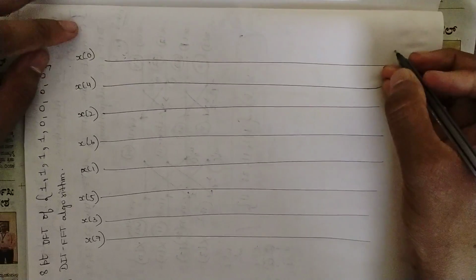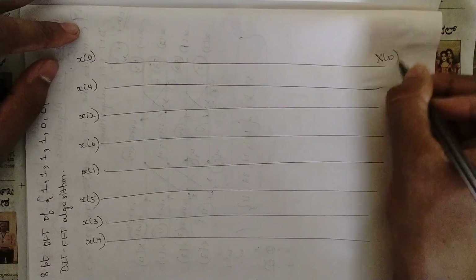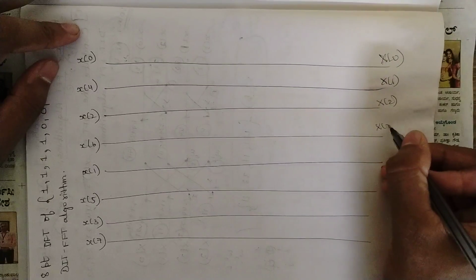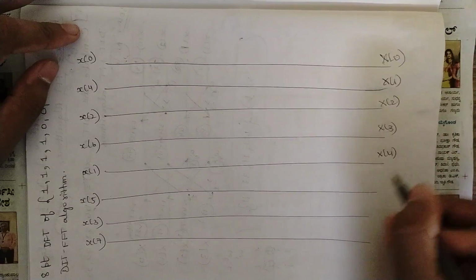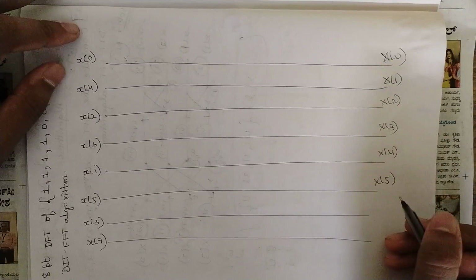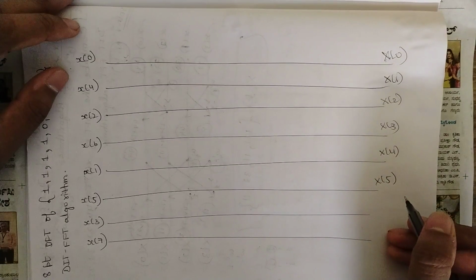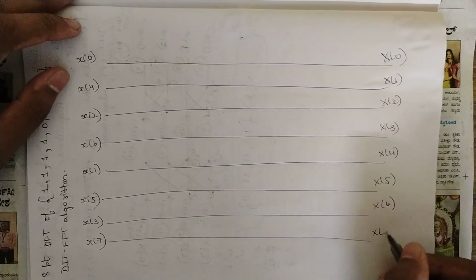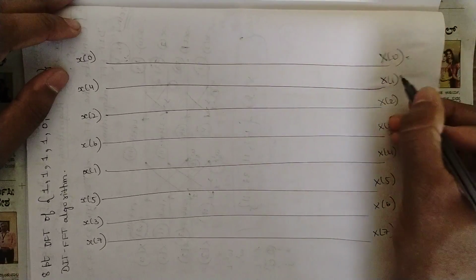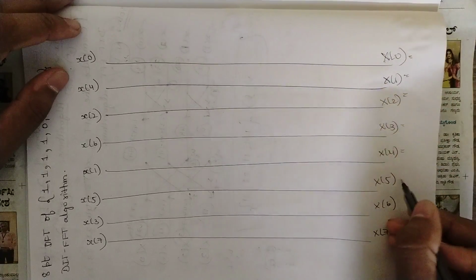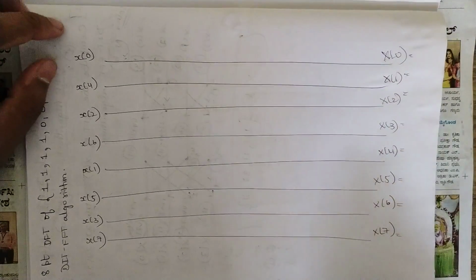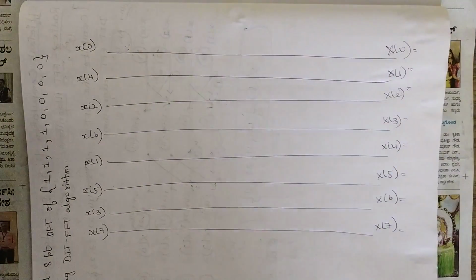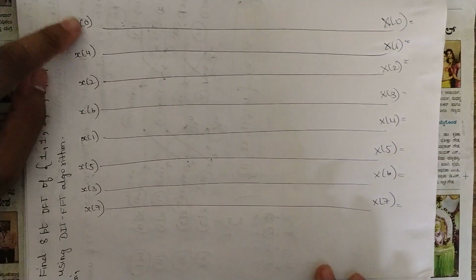And on the output side all the terms are as they are, that is capital X of 0, X of 1, 2, 3, 4, 5, 6, 7. Okay, on the output side all the terms remain as they are. This is one method.